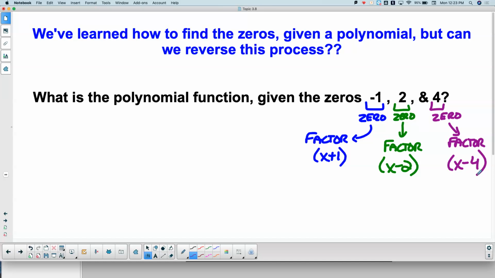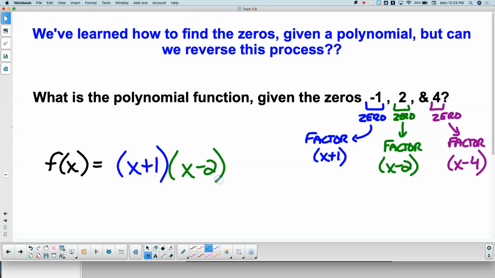If x plus 1, x minus 2, and x minus 4 are factors of my polynomial, how do I find the polynomial? How would I combine the factors? Multiply. Yep. So then f of x, or whatever you call your polynomial, is going to be x plus 1 times x minus 2 times x minus 4.